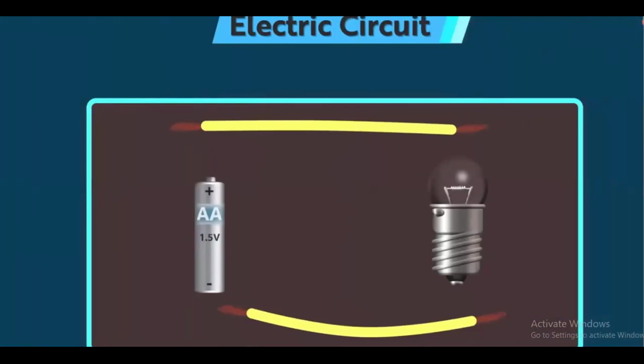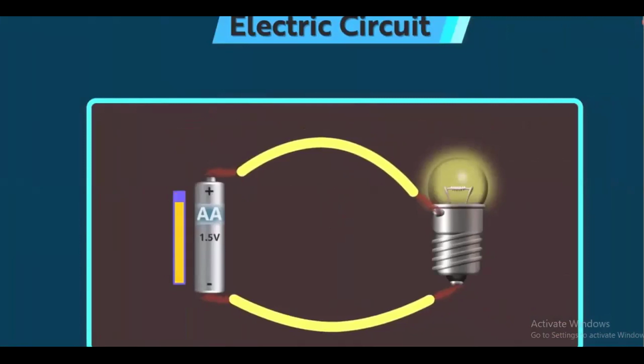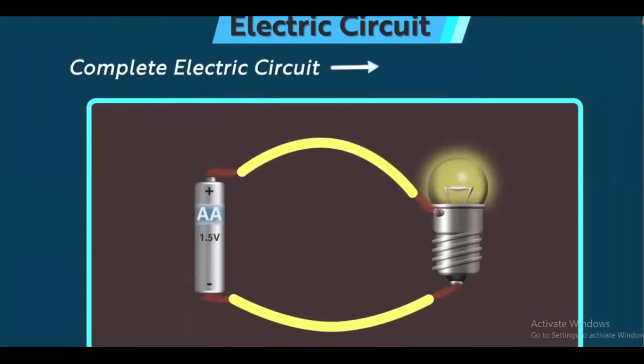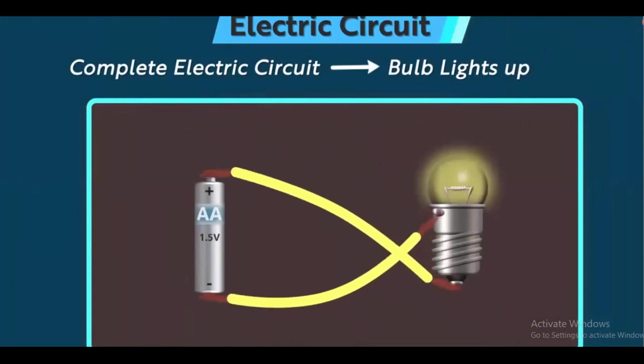But for how long will this energy keep flowing? The energy flows as long as the circuit is connected or until the cell dies out. So we learned that the circuit must be complete for the bulb to light up. But is this the only way for the circuit to be complete? Well, if we interchange the wires connected to the two terminals of the bulb, then the circuit is still complete. So the bulb will still glow.